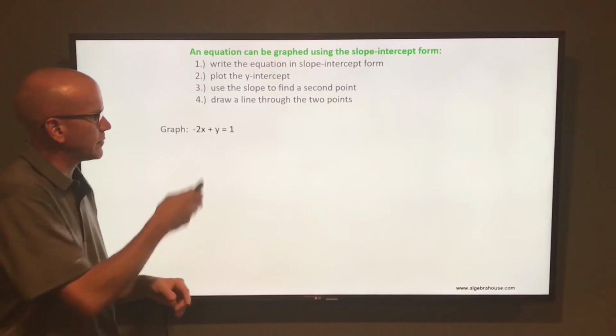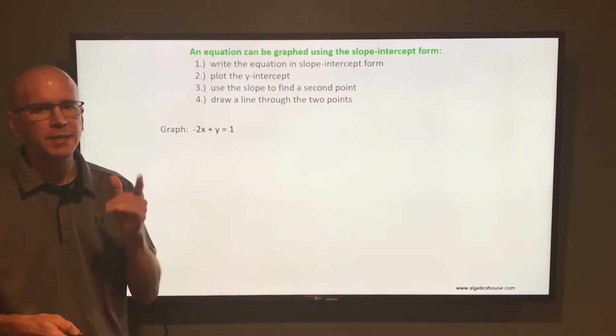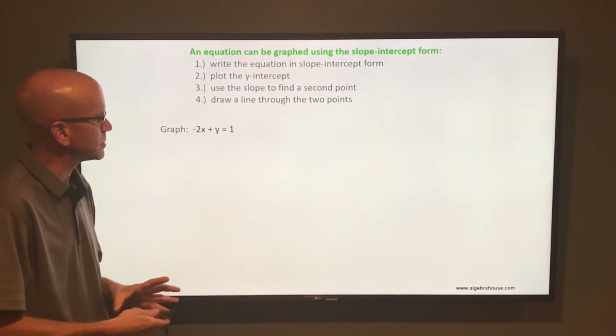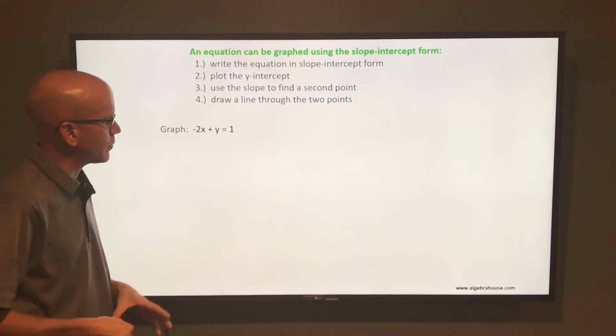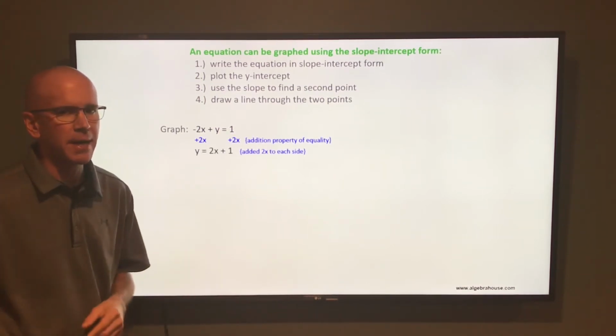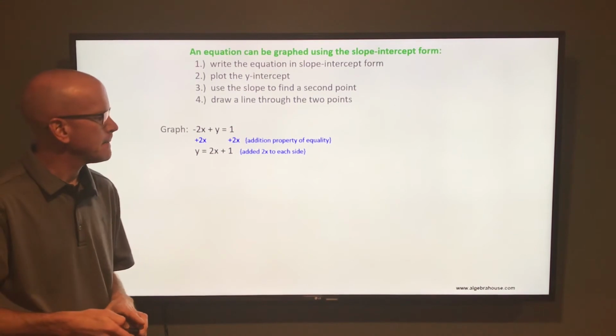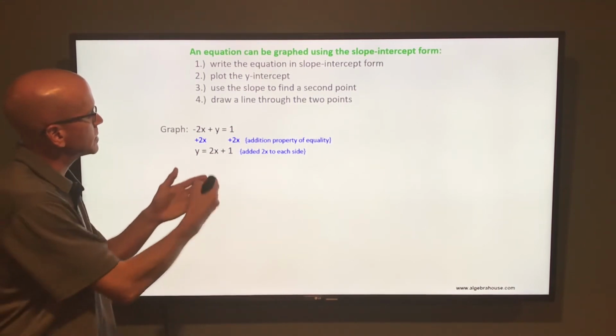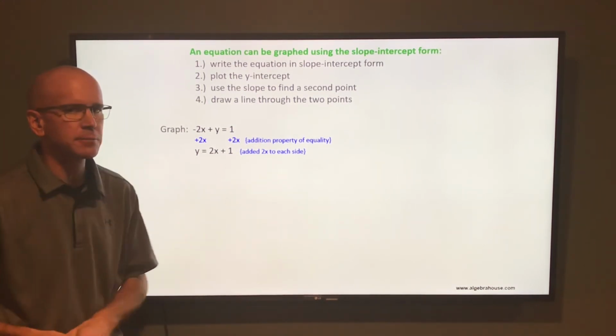We're going to graph -2x plus y equals 1. First step is to get it in slope-intercept form, y equals mx plus b. So to solve this equation for y, you need to move that 2x to the other side by adding 2x to both sides. You have y equals 2x plus 1. Now it's in slope-intercept form. It's y equals mx plus b.